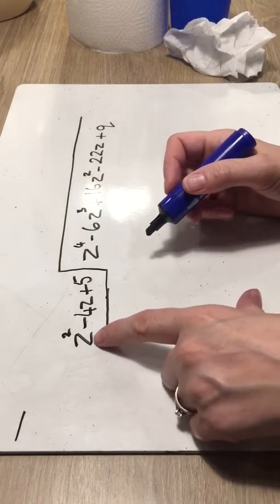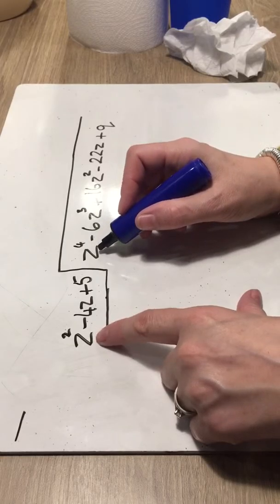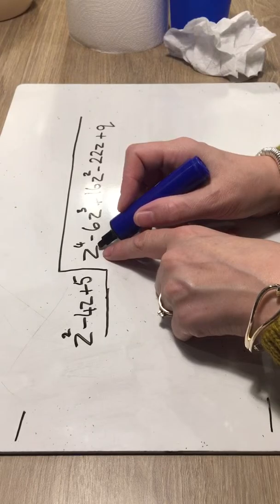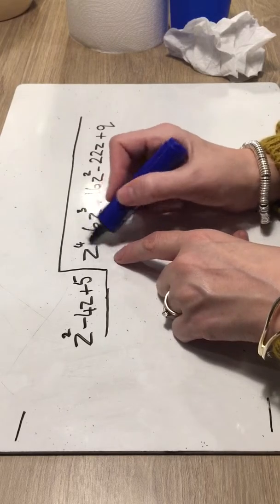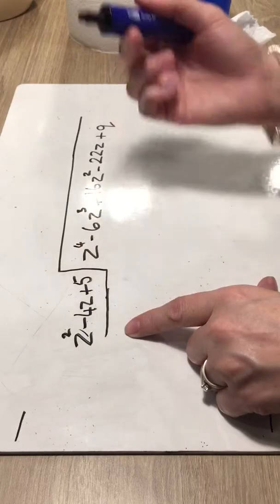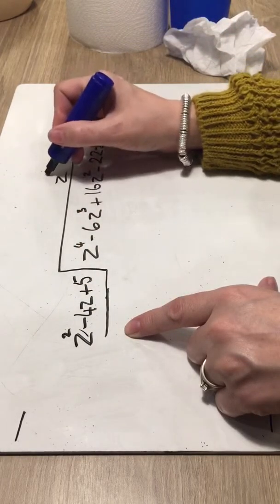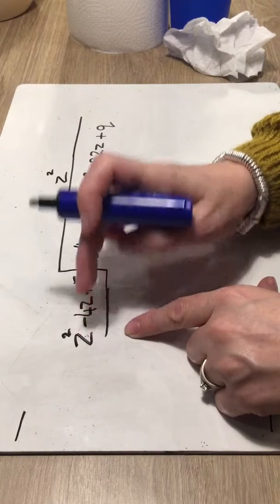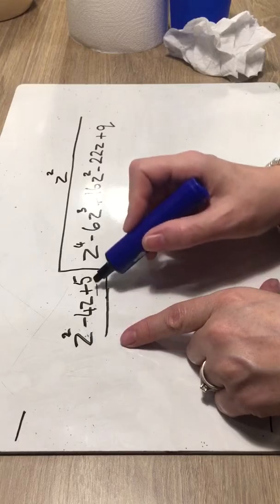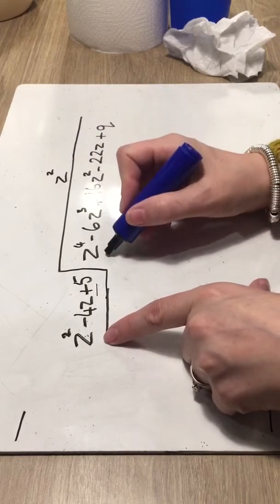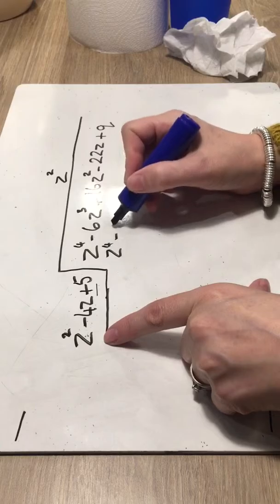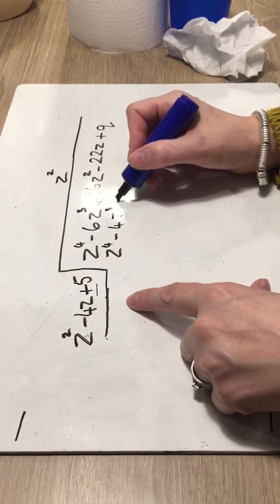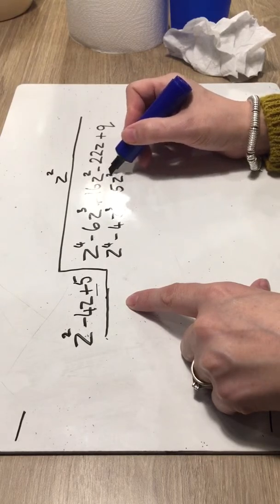Okay, so we're only looking at the highest power of z's. z squared divides into z to the 4, z squared times. So basically you're just doing that divided by that. It goes in z squared times, write that above the z squared terms, and then you're going to multiply all of this by z squared. So you get z to the 4, minus 4z cubed, and plus 5z squared.